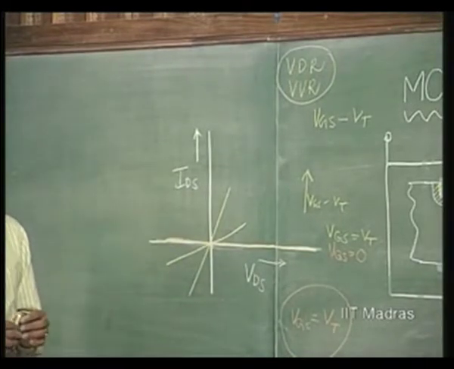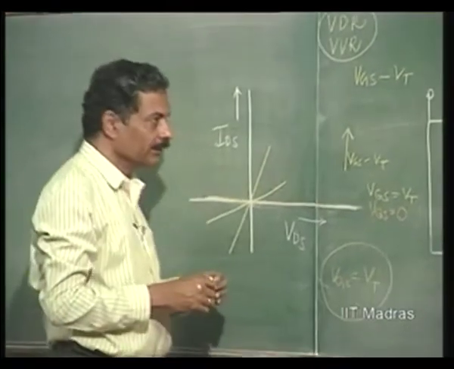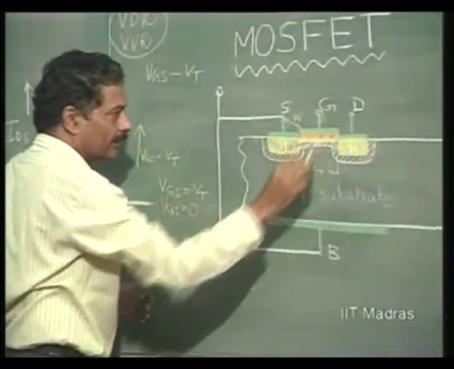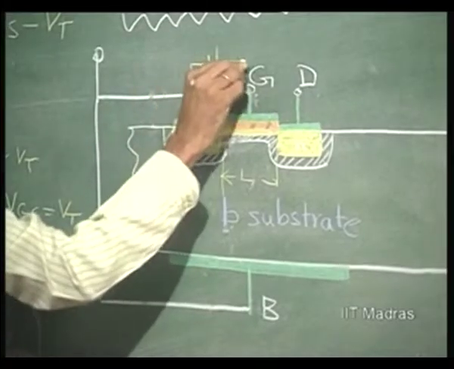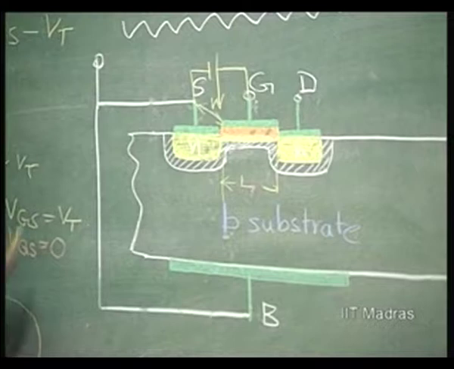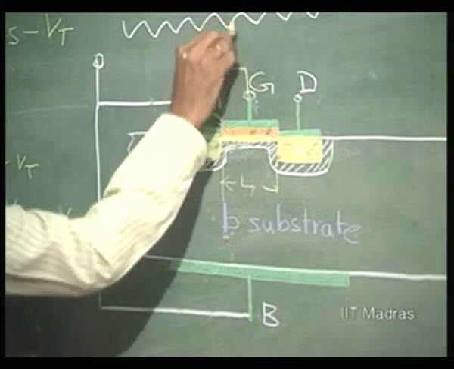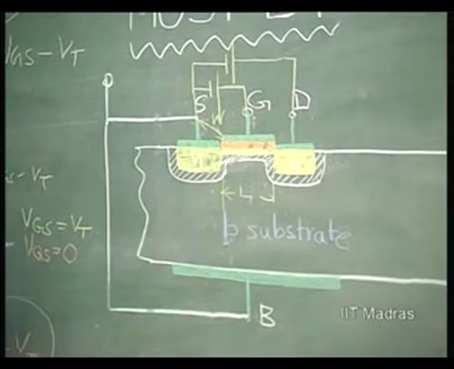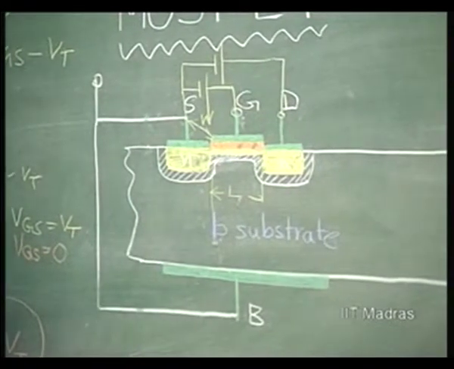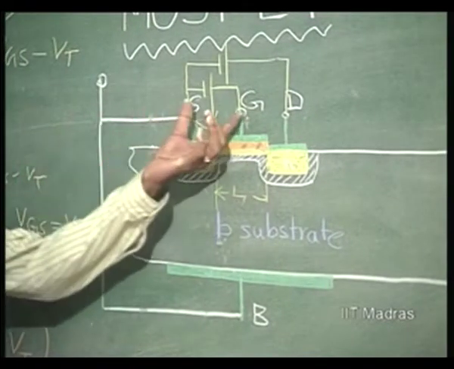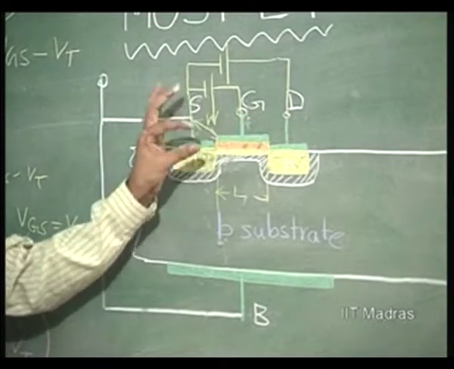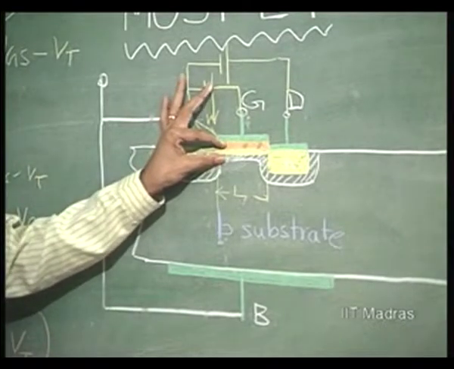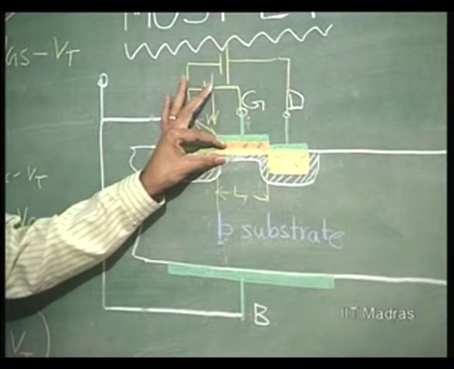Now, obviously, let us look at this channel here. What happens when I connect a voltage like this, VGS, we have discussed. Now, what happens when this voltage is increased? This is VGS, and I have been able to open up a channel whose width corresponds to VGS minus VT.